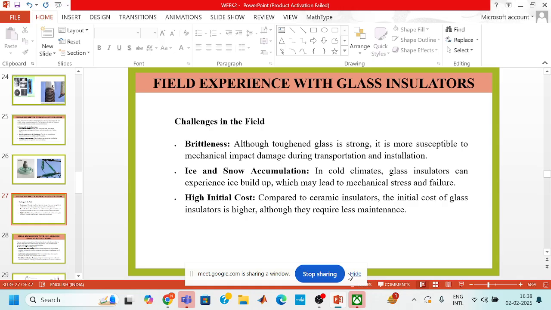Second is ice and snow accumulation. In cold climates, glass insulators can experience ice buildup, which may lead to mechanical stress and failure. And third is high initial cost. As compared to ceramic insulators, the initial cost of glass insulators is very high, although they require less maintenance.